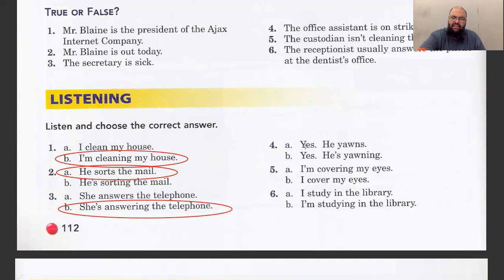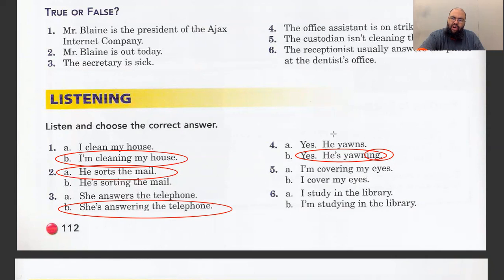Is he tired? Yes. He's yawning. So, because it's stating something that could be shown at the moment, the ing shows that it's happening right now.